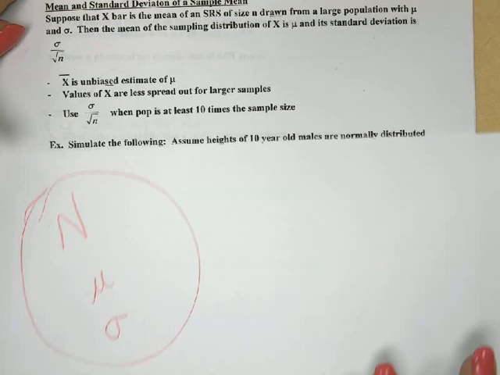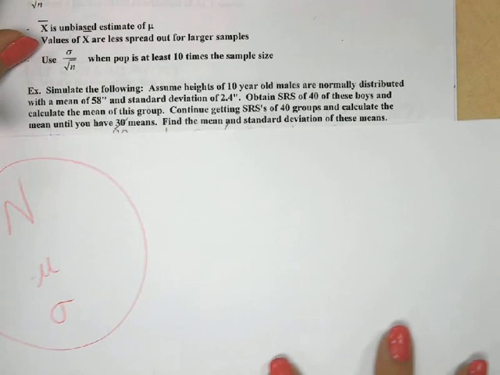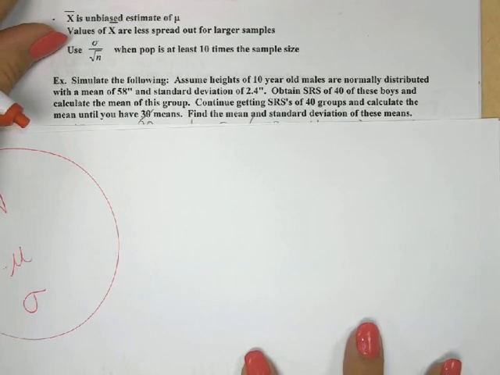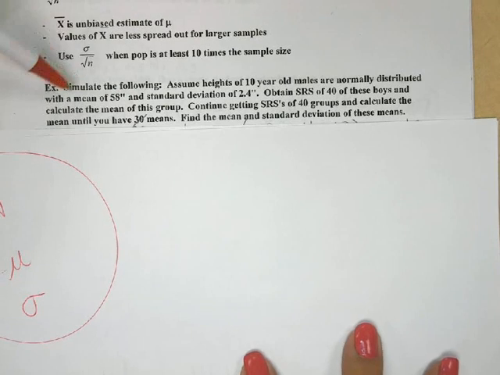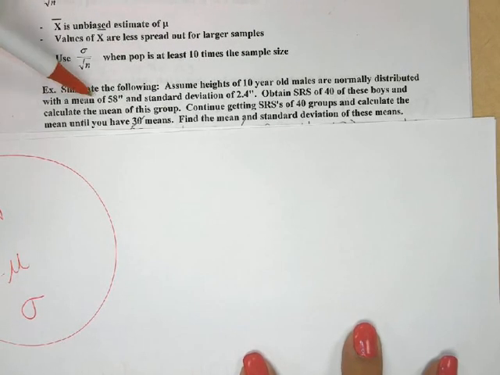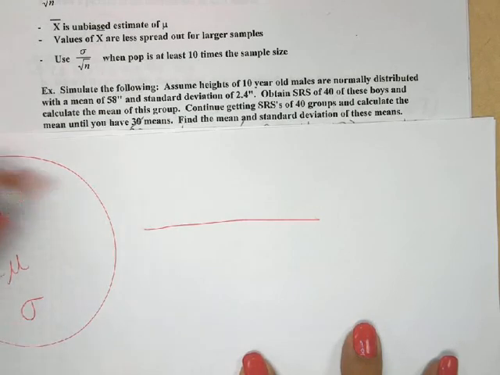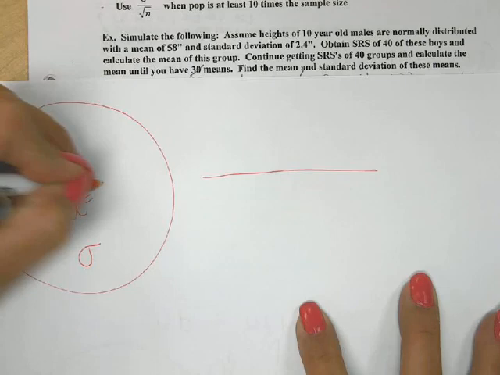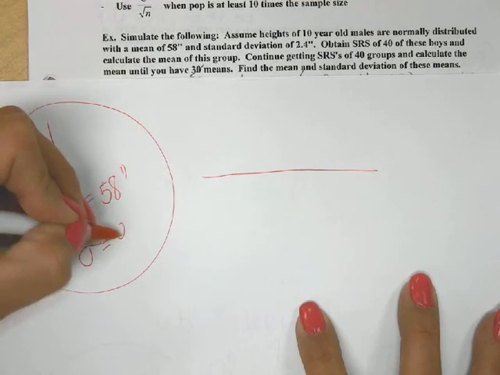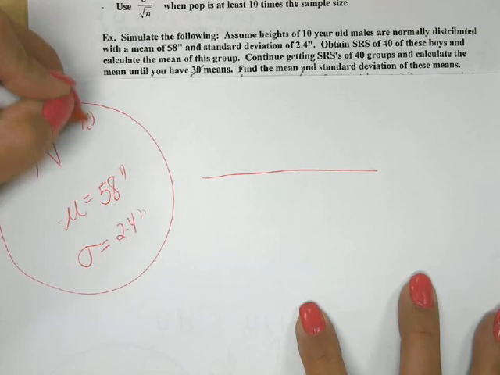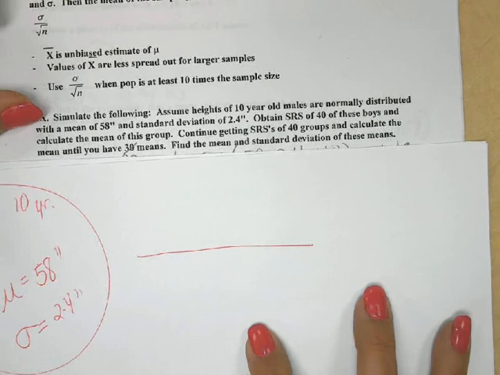Let's look at my little simulation to talk about this idea. Assume that the height of 10-year-old males is normally distributed, with a mean of 58 inches and a standard deviation of 2.4. So my whole big population has a mean of 58 inches and a standard deviation of 2.4 inches, and these happen to be 10-year-old boys. Now, what are we going to do? We know the population is normal.